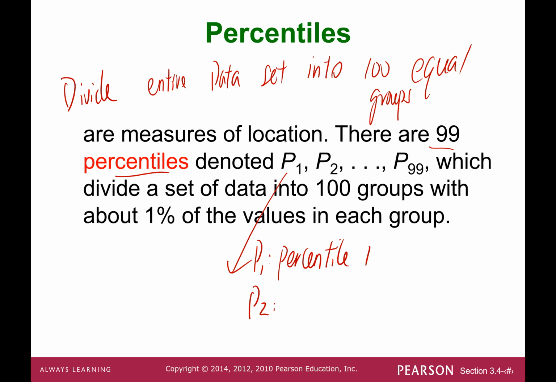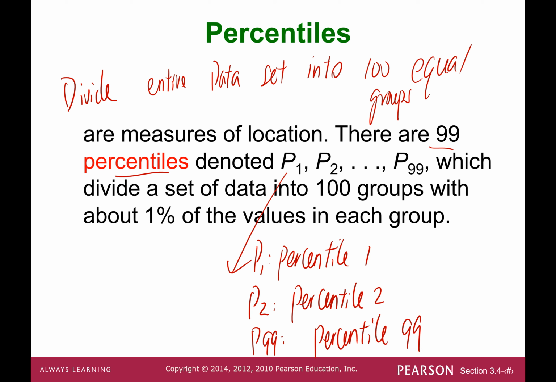P2 represents percentile 2. P99 represents percentile 99. You divide the entire data set into 100 equal groups with about 1% of data values in each group. P represents percentile, and the subscript number represents the percentile number.